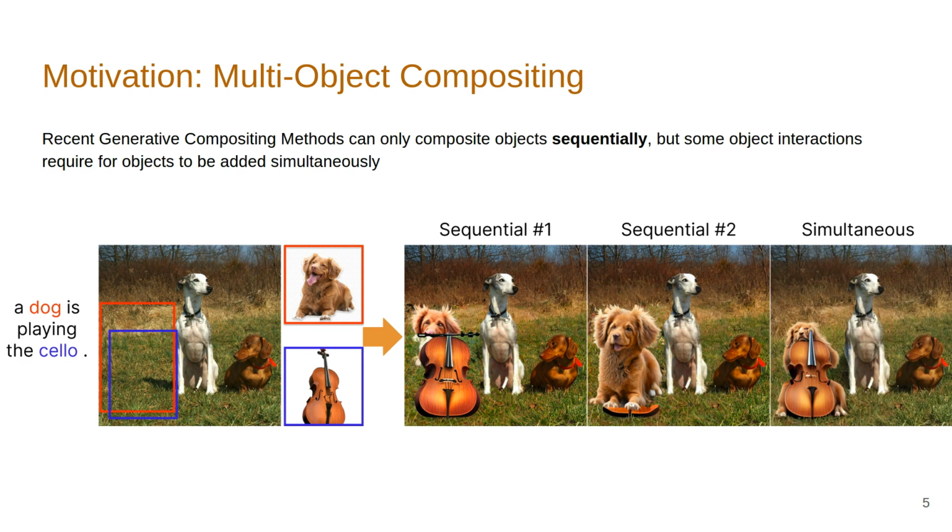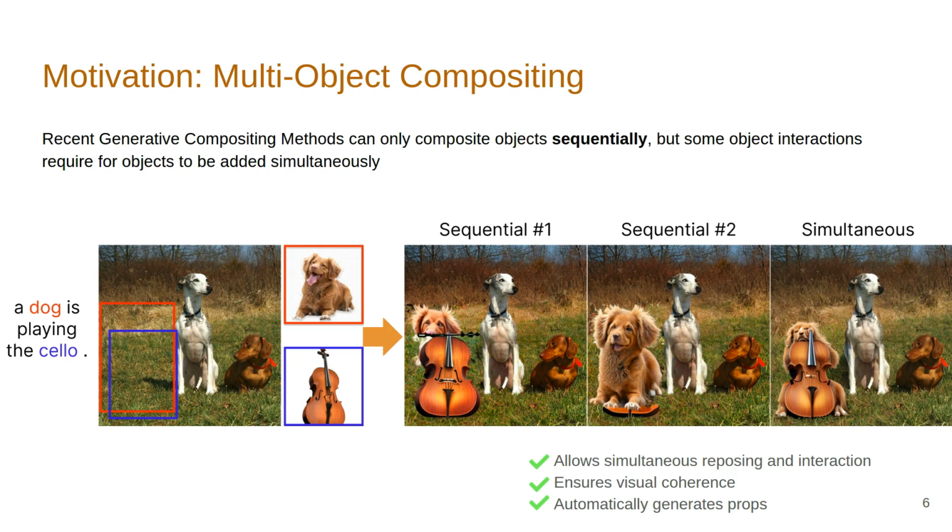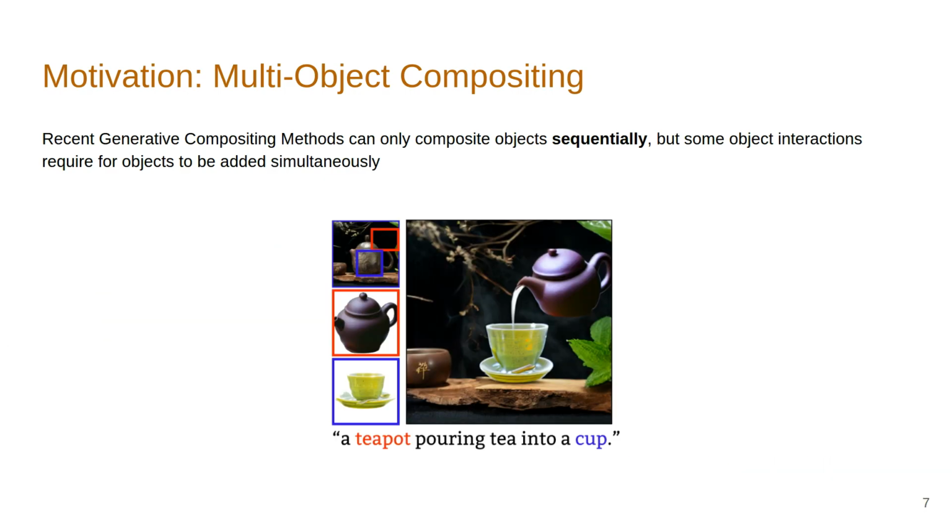However, if we composite both of them simultaneously, we can repose them according to their interaction, harmonize them simultaneously, allowing visual coherence, and if necessary, automatically generate any prop or additional element. Like in this case here, where the model automatically generates the TV import into a cap.